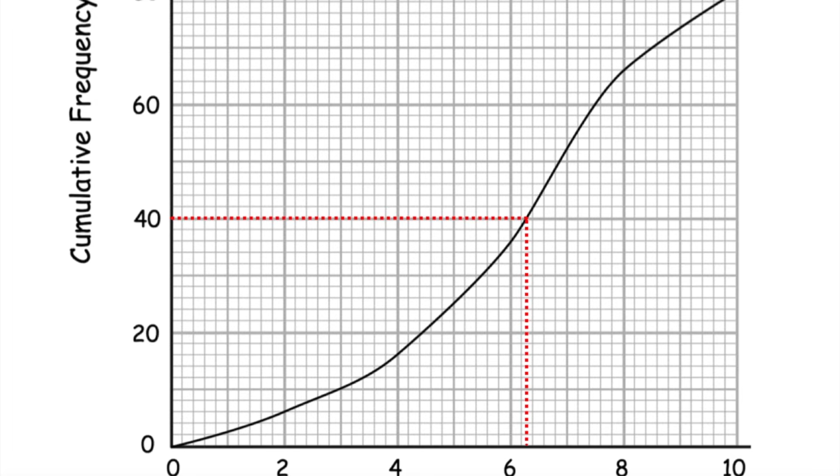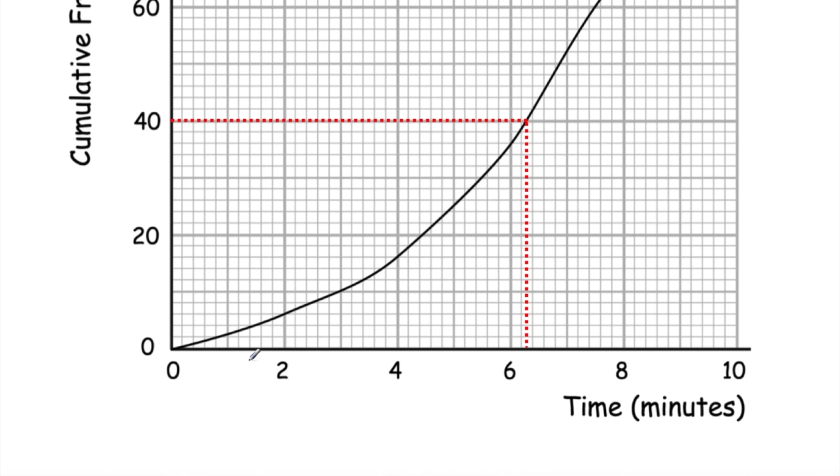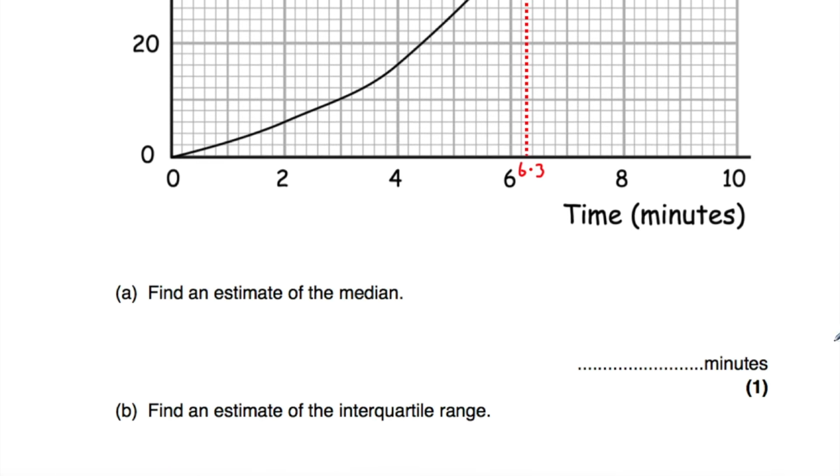So let's see what the scale is. From 0 to 2, that's 10 little boxes. So 2 divided by 10 is 0.2. So this would be 6, 6.2, 6.4. So it's in between 6.2 and 6.4, so that's going to be 6.3. So our estimate for the median time spent in the shop is 6.3 minutes.